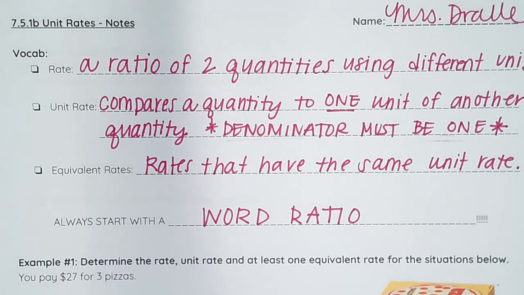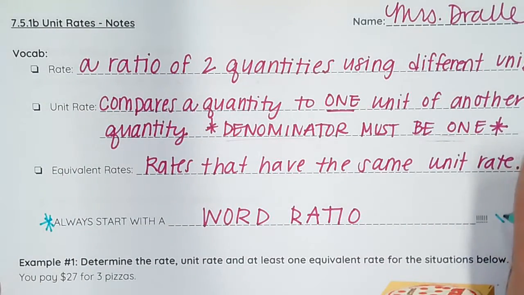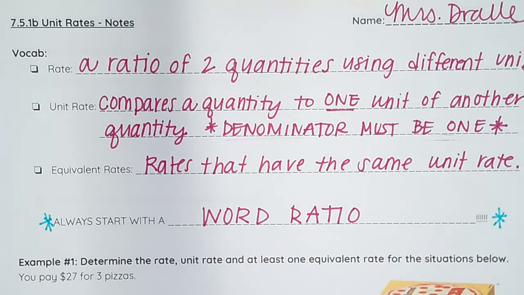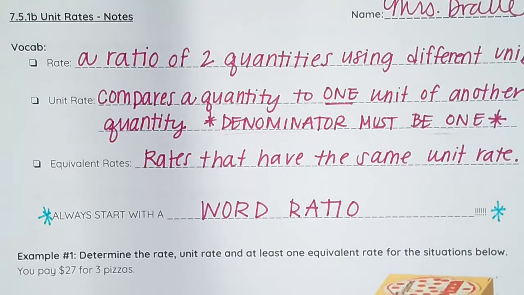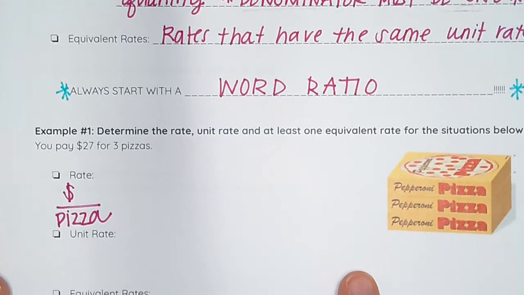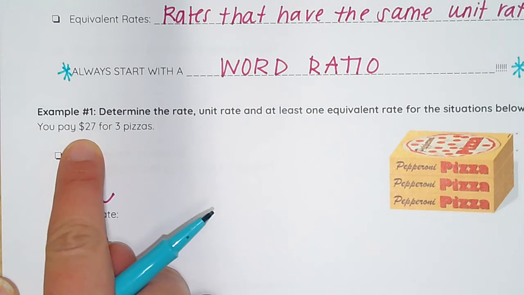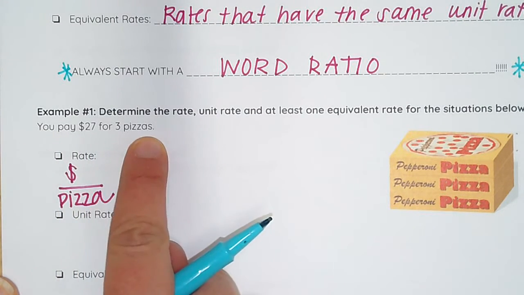I need you to remember that anytime we are working with rates and unit rates, we always start with a word ratio. We cannot forget, and I'll show you what that looks like. So here we're going to determine the rate, unit rate, and equivalent rates for our situation. Our first situation says you pay $27 for 3 pizzas.